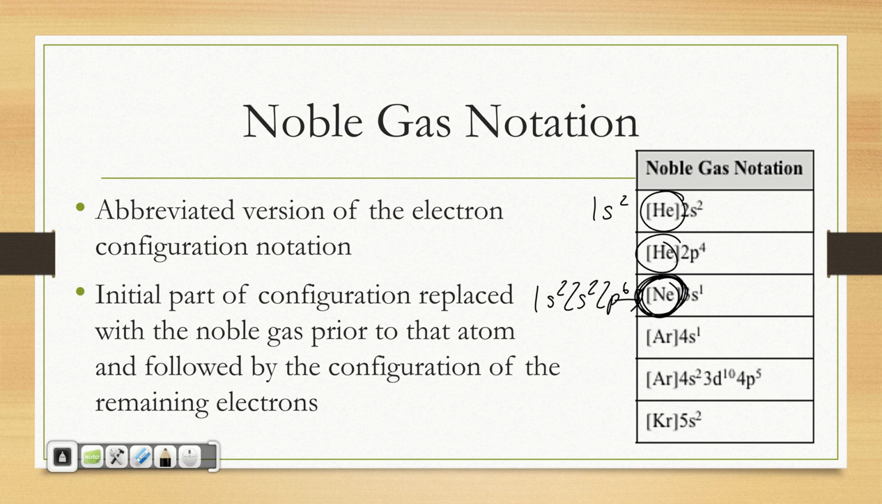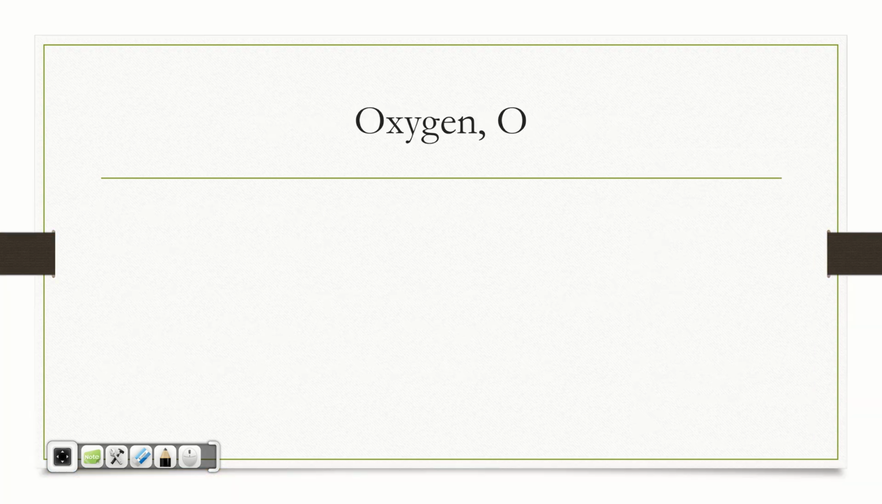With the off-ball diagram, you're going to have to be careful. Neon is 2p6, so finish that part of the diagram and get to the next one after 2p6, which would be 3s1. So I'll try to use the off-ball diagram first. Let's see what examples they're giving us here: fluorine, rubidium, oxygen, iron. Okay.